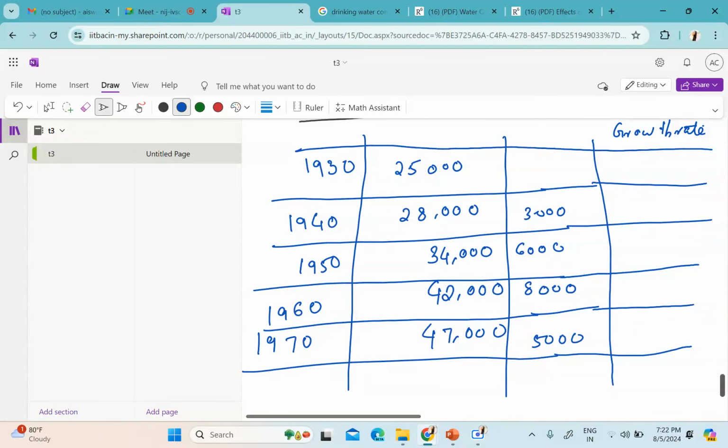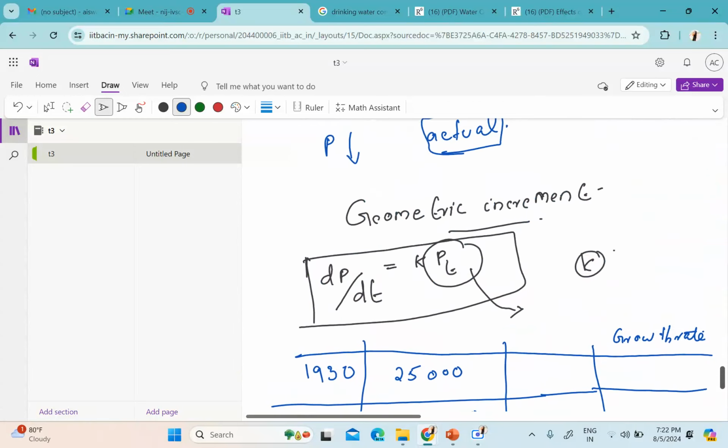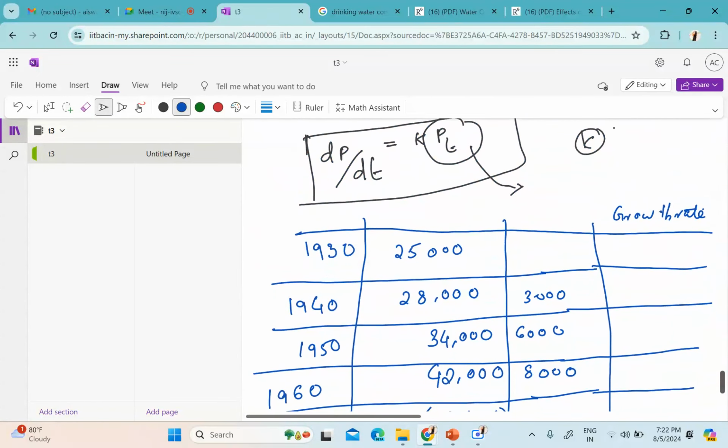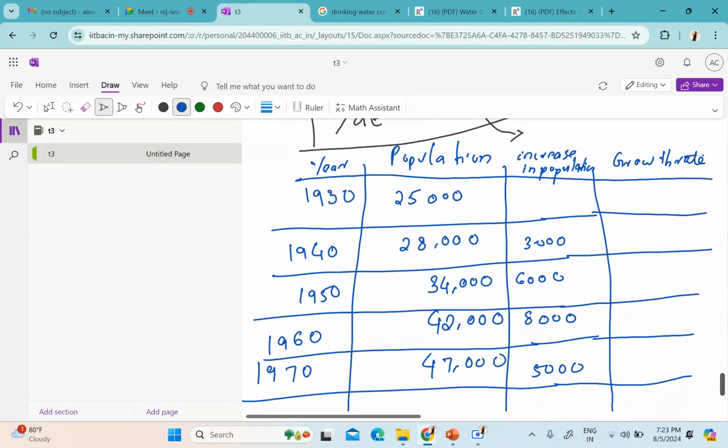Okay, so you have noted this down. You can write this table. You can prepare a note for this, so it will be helpful for the next question. You can write geometric increment, and this equation, and draw this table here: year, population, increase in population, then growth rate.